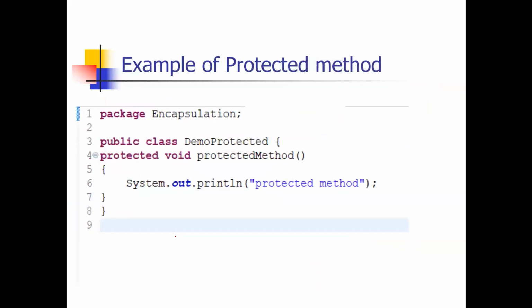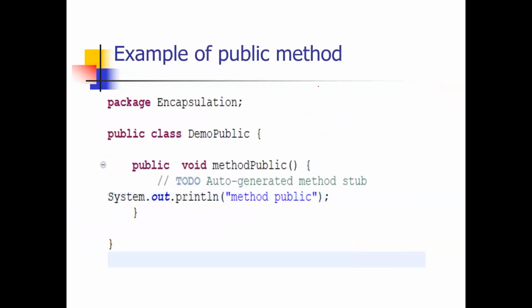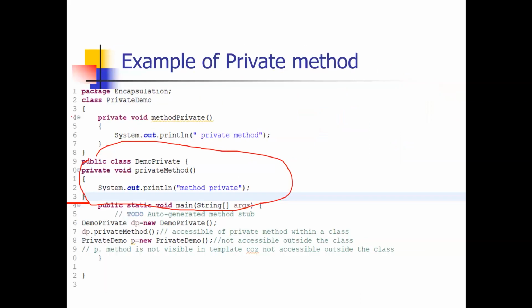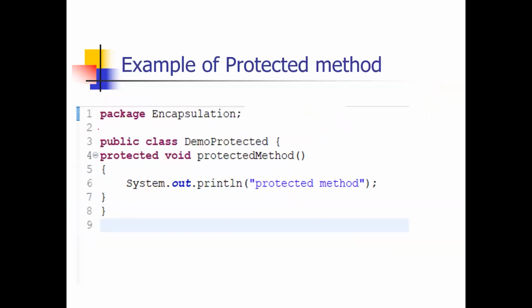Now, first was the public method. We are taking the class as public only, but the method as public. Then the private method. Here we are taking the protected method. Package name, public class. Now we have given names like demo public, demo private, and demo protected, and its method is the protected method.